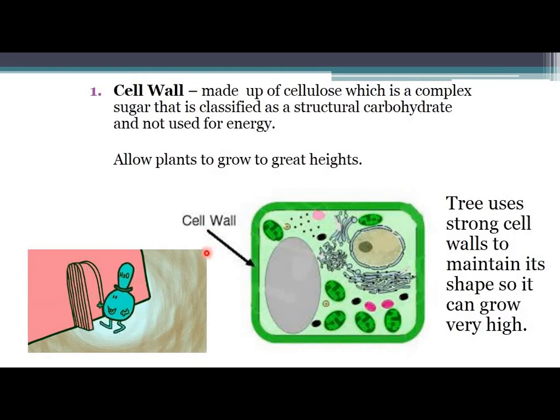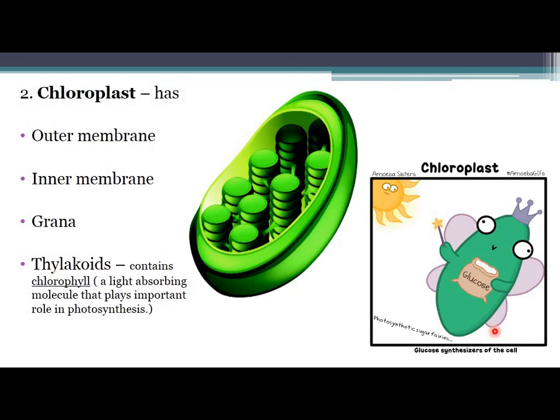Kasi nga, ang cell wall ang gagamitin ng isang halaman para protektahan ang sarili niya at bukod doon para itong mga puno na to ay makapag-grow, no? Na matataas, no? Matataas ang height, no? So, trees use strong cell walls to maintain its shape so it can grow very high. No? So, cell wall provides support and protection for the plant cell. No? And then, number 2, we have what we call chloroplast. Again, ito lang yung mga organelles na makikita lamang sa plant cell. No? Chloroplast. So, it has outer membrane and the inner membrane.